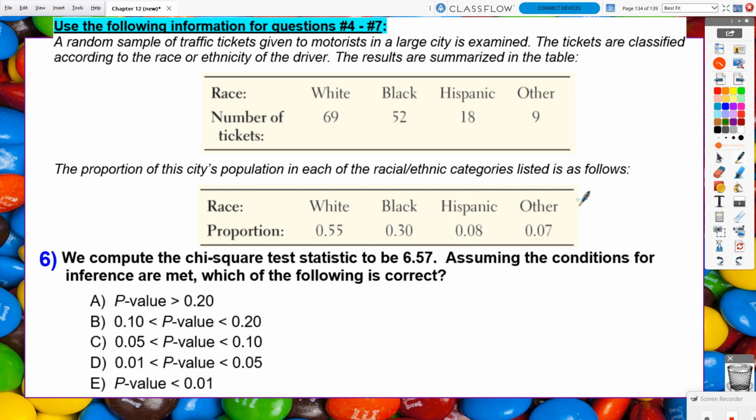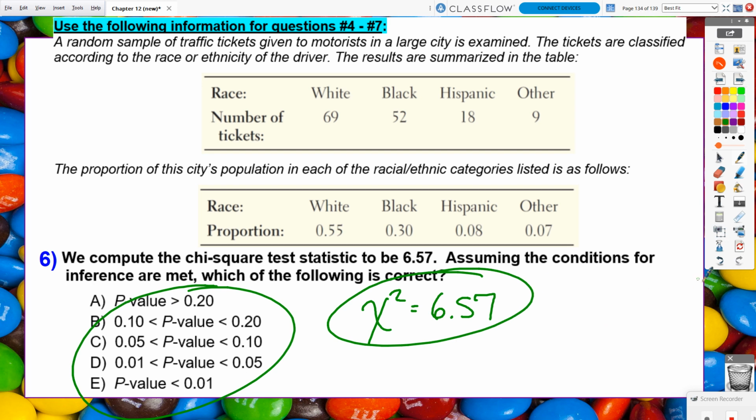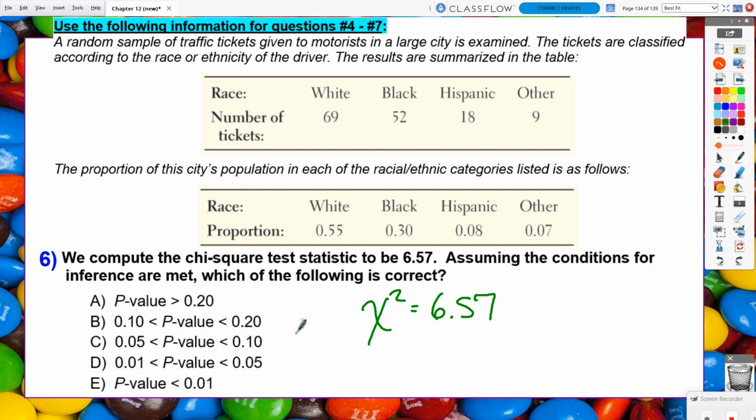Number 6, we compute the chi-square test statistic to be 6.57. Assuming the conditions for inference are met, which of the following is correct? So now I got to figure out what is the p-value that belongs to this chi-square test statistic. So this is where you will need to be comfortable with using the chi-square CDF command.